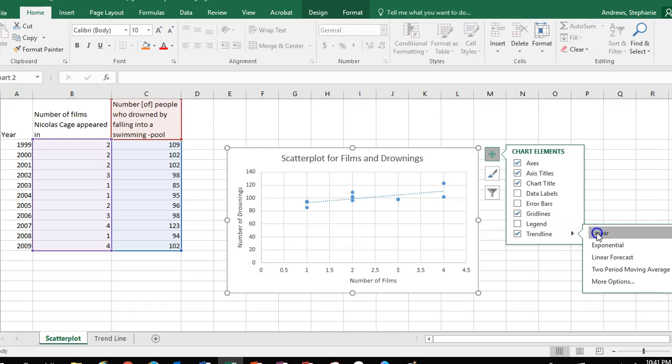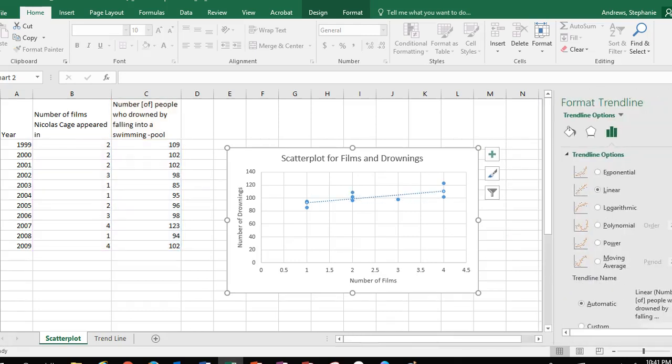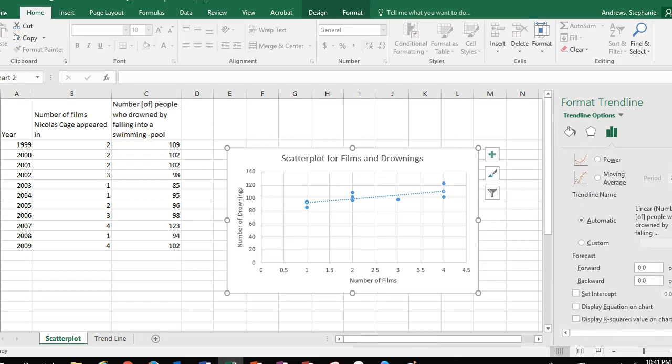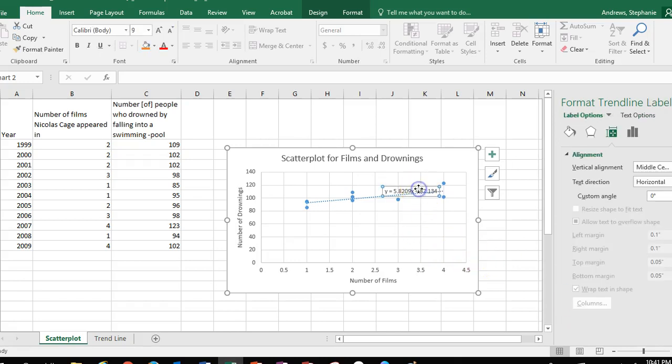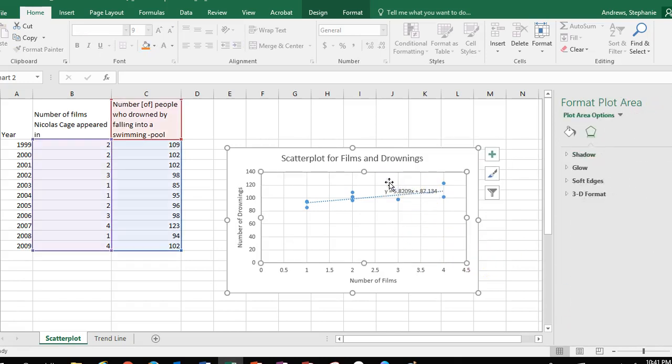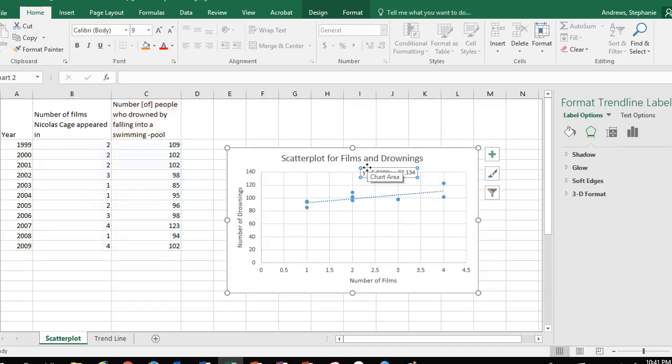It draws the trend line, but I want to click on linear, more options, and scroll down. I want to display the equation, and I don't think we want r or r squared. We just want the equation, so I'm going to leave it at that. And looking at the equation, I want us to write this down. And I'm going to have to write it down over here on the side. So I just wrote down the information here.